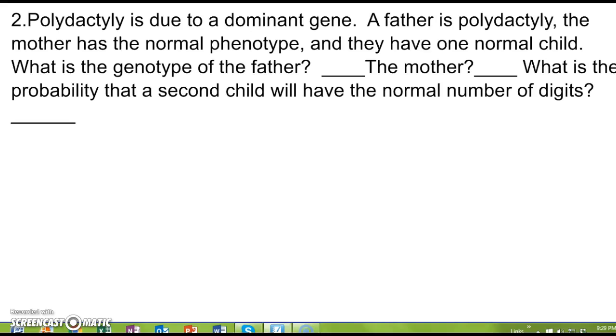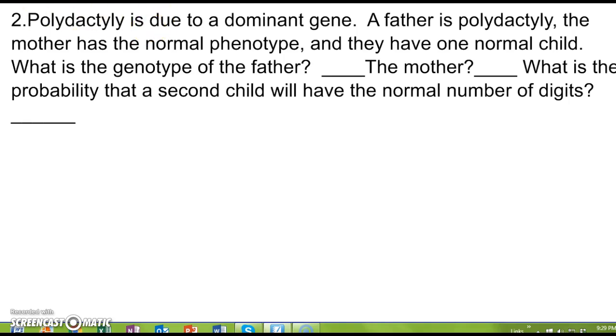I'm going to work through about 6 of the genetics problems that we're not going to talk about in class. So this will be a review if you still struggled with some of those genetics problems that were on your Chapter 14 homework. If you look at question number 2, that one deals with polydactyly, when they have extra fingers and toes, and it's due to a dominant gene.